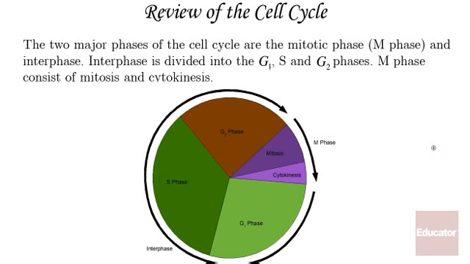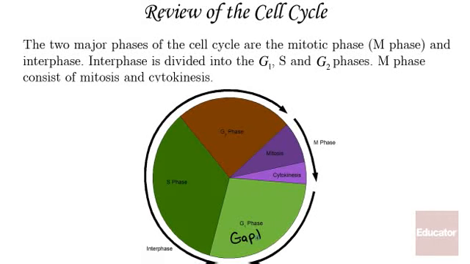Recall that there are two major phases of the cell cycle. Interphase, in which the cell spends about 90% of its time, and the M phase, in which the cell spends 10% of its time. Interphase consists of the G1, S, and G2 phases. Recall that the G1 phase is also called the gap 1 phase, and this is a growth phase.